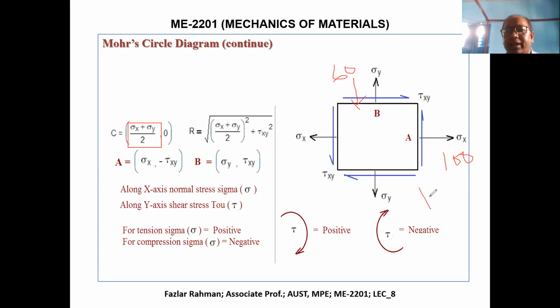So 100 minus 60 algebraic summation, divided by 2, comma 0. This is giving you the coordinate of the center of the circle.